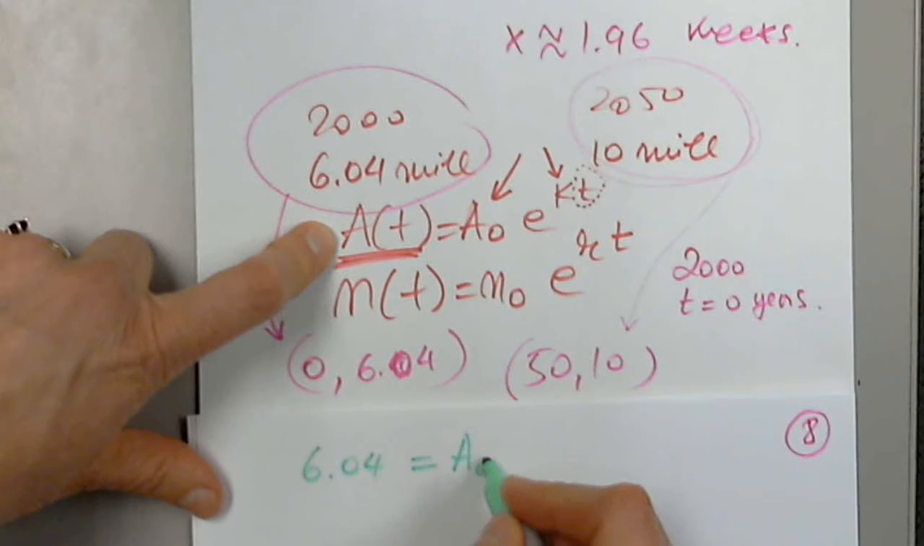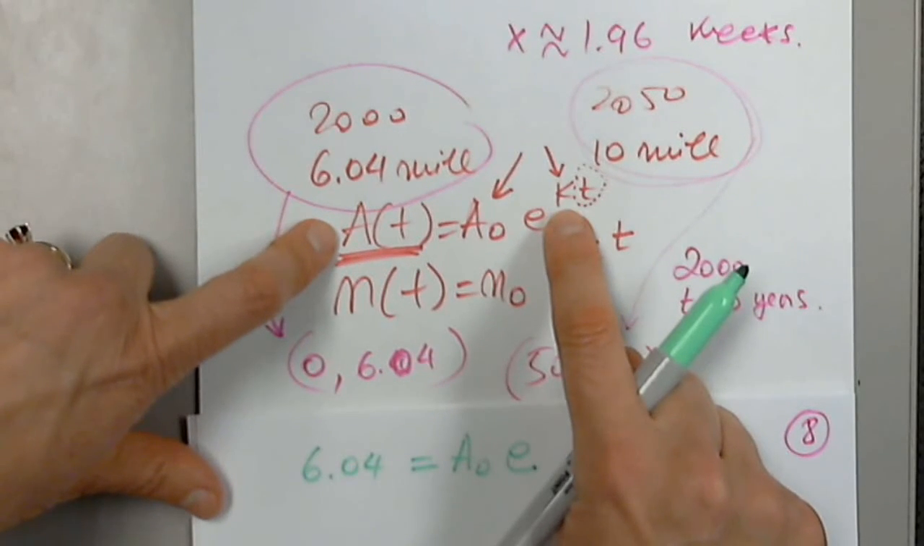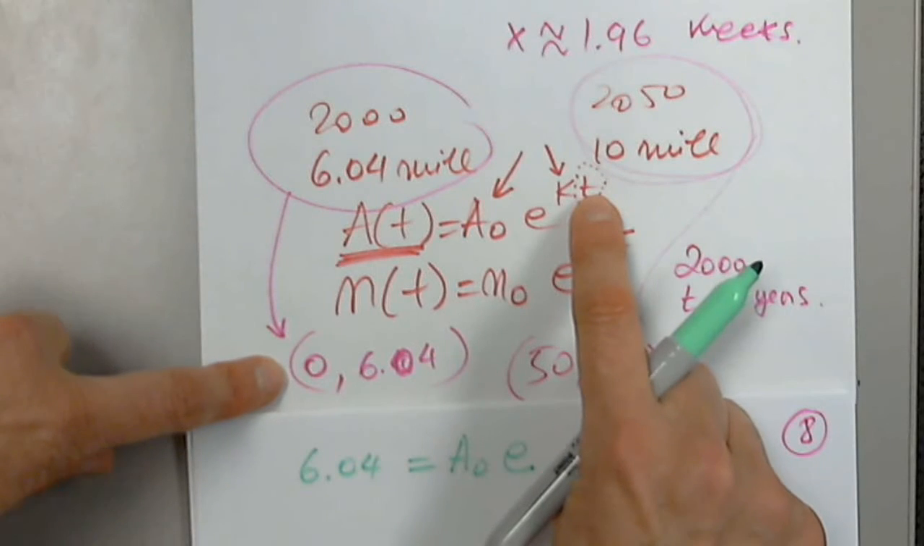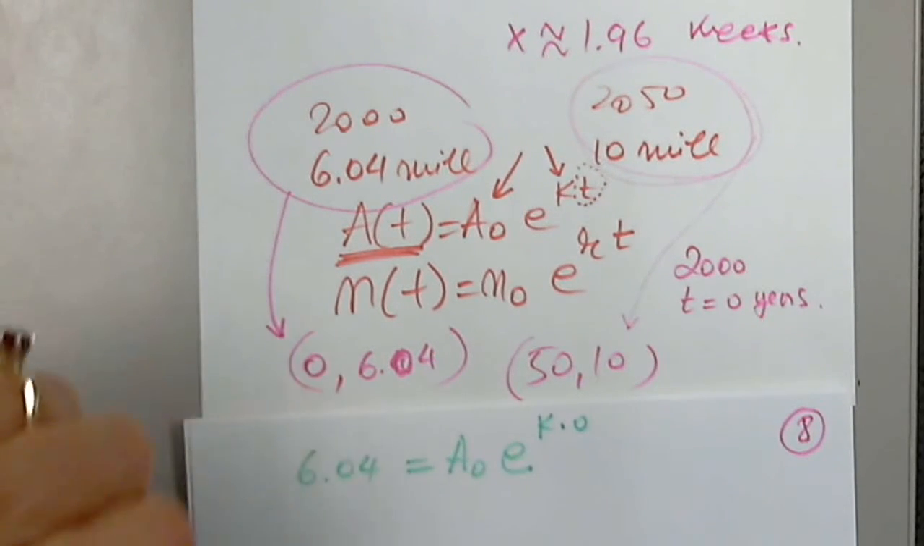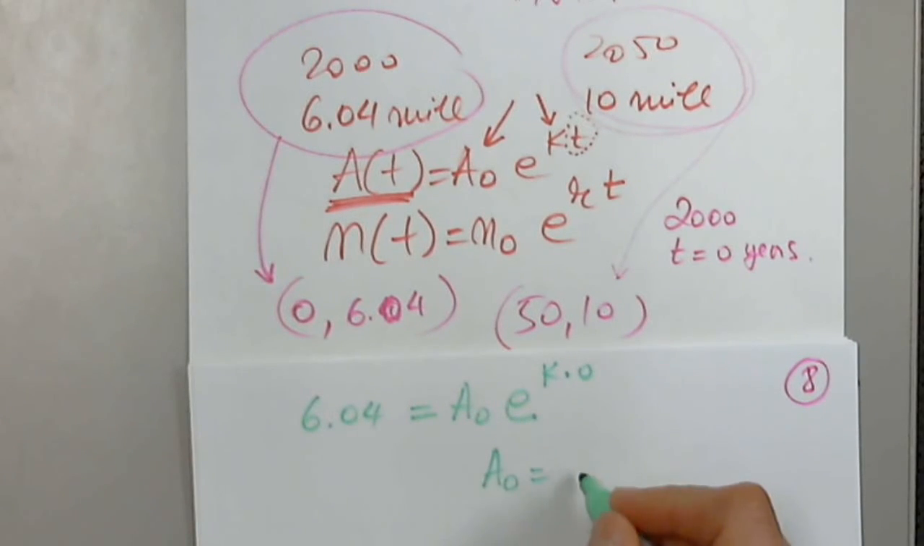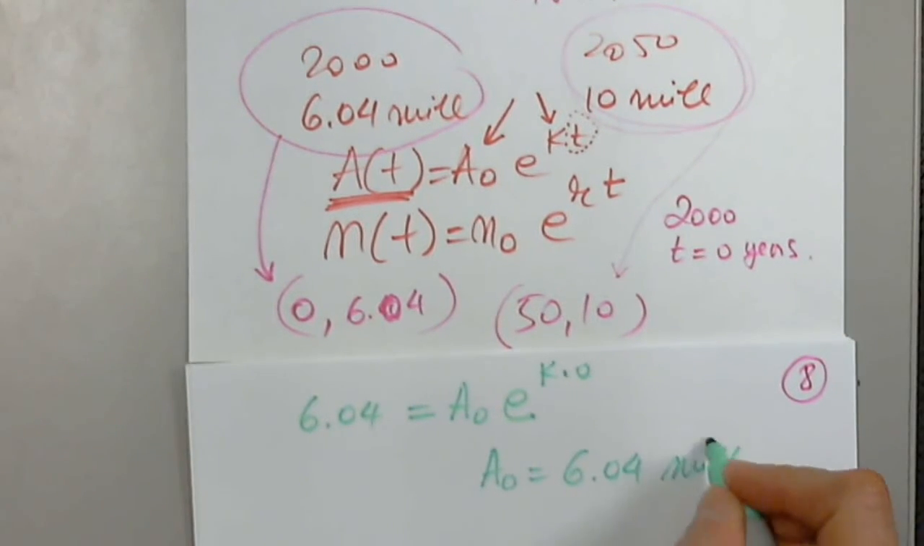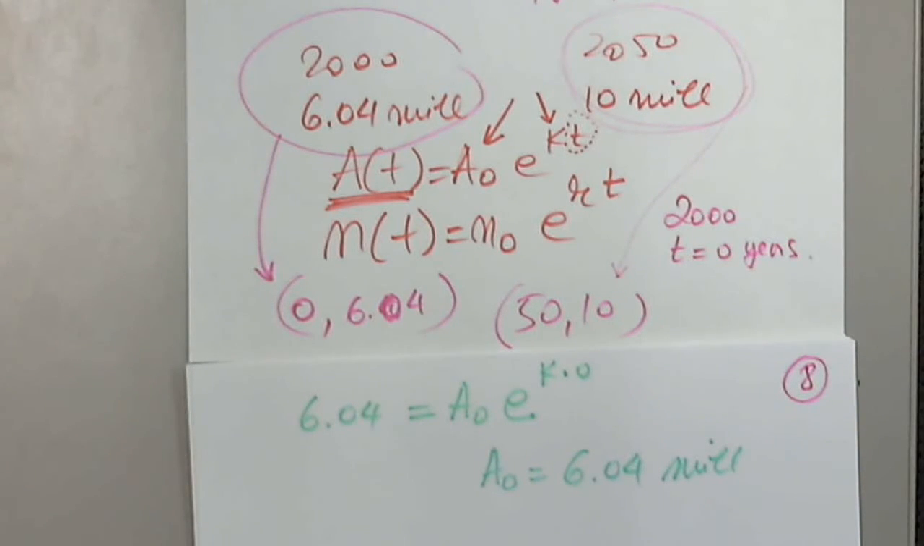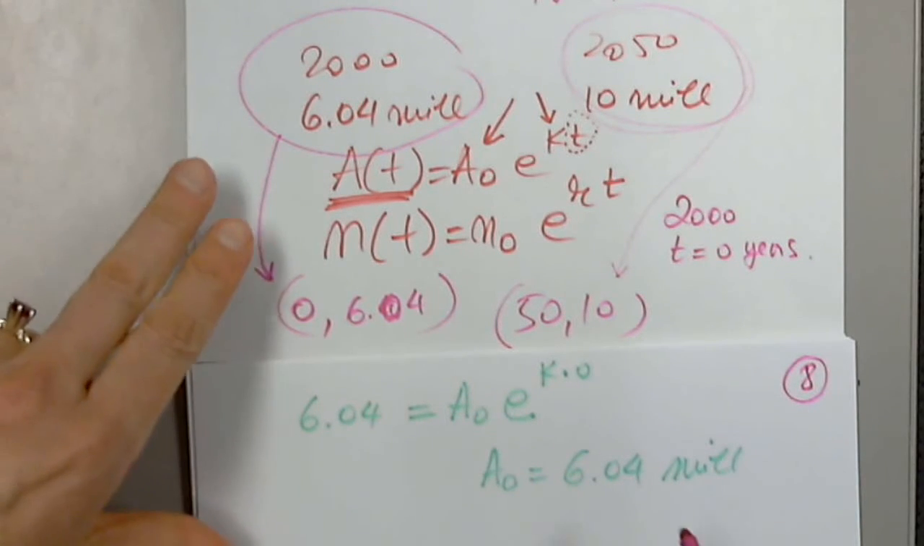Equals A0 times e to what? K is K, I don't have it. But what is t? K times 0. Indeed. So how much is K times 0? 0. How much is e to 0? 1. How much is 1 times A0? So this is how we get A0. Yes, intuitively you already told me, but this is the way we present it. I blurted out 0 because I forgot that anything to the 0 is not 0 but 1. Correct. That's fine. So now I already have the A0.